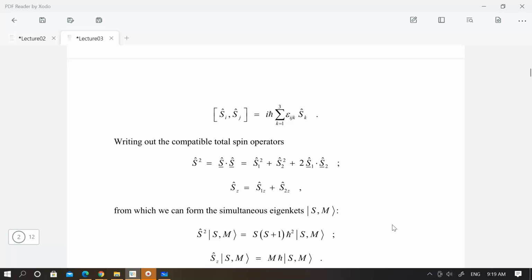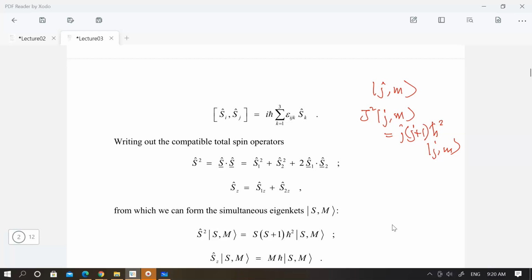How should I say this? You recall that all your angular momentum states are going to be of this form, where this corresponds to your J squared. So J squared |jm⟩ equals j(j+1) ħ² |jm⟩. It's the total angular momentum squared.